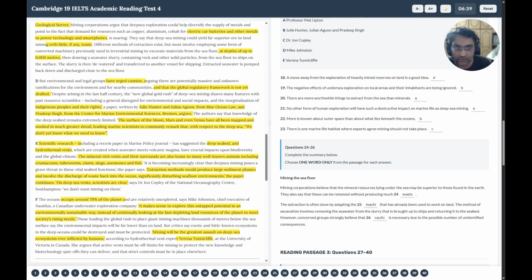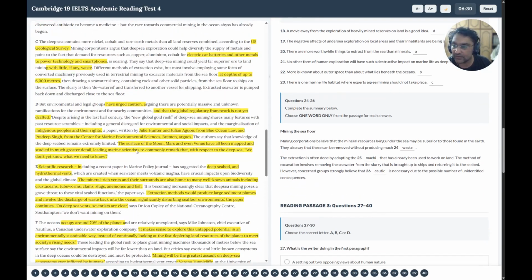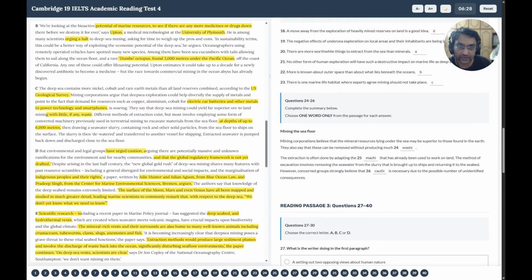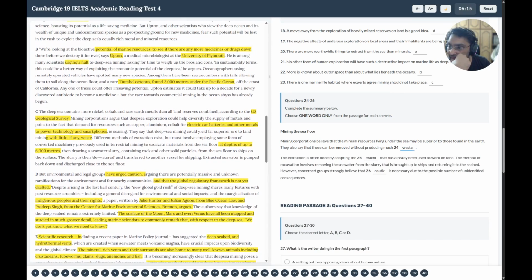Okay, Dr. John Copley. Yes, marine life. This is what they're talking about. Yeah, it is C. Mining corporations believe the mineral resources. Mining corporations believe, argue, paraphrased, synonyms. Without producing much waste, is not yet passed number resources. Disregard. No.